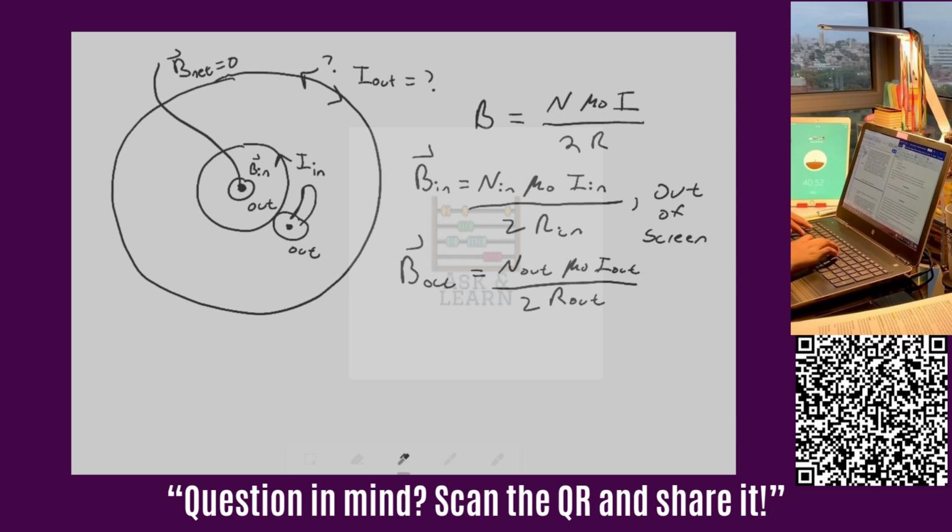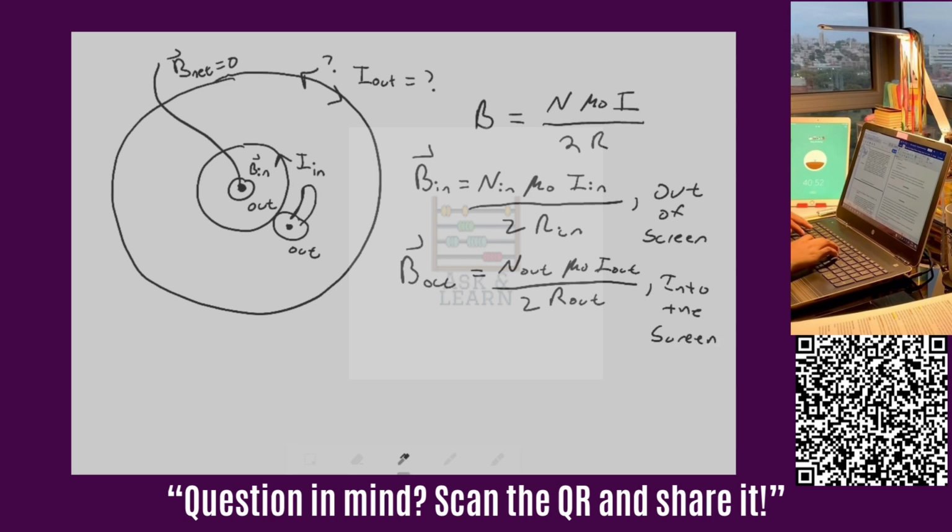So we know these magnitudes have to be equal if they're to add up and cancel each other out. But not only do they need to be equal, they need to be opposite in direction. So we have to have the magnetic field from the outer loop being into the screen.